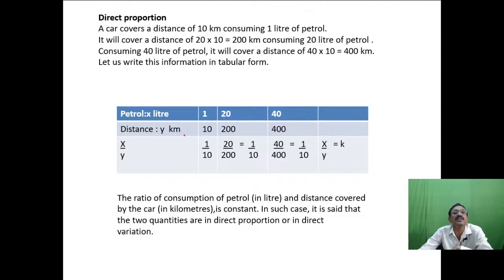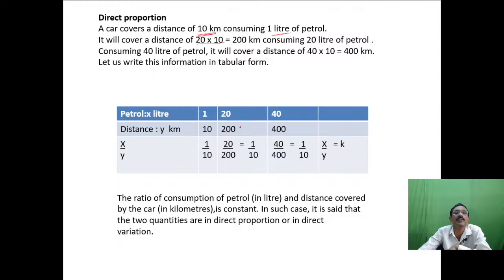A car covers a distance of 10 kilometers consuming 1 liter of petrol. Now here we have petrol in liters, and here we have the distance in kilometers given to us. If you see over here, 1 liter takes 10 kilometers. Then if you use 20 liters of petrol, how much distance is it covering? We have 20 into 10, which gives me 200.